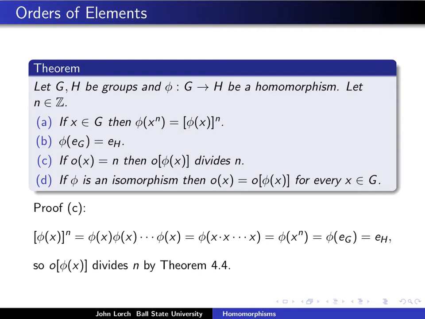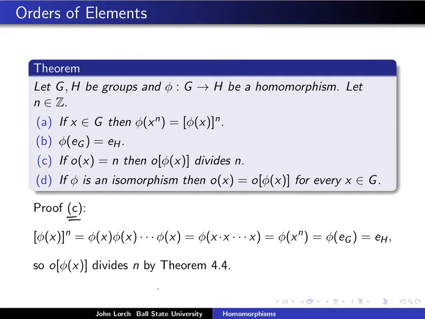Third, if the order of an element x in G is equal to n, then the order of phi of x over in H must divide n. And in fact, part D says if phi is an isomorphism, then the order of x and the order of phi of x are actually going to be equal for every x in G. Okay, among these four parts, we're going to prove part C. So part C tells us something about the order of phi of x.